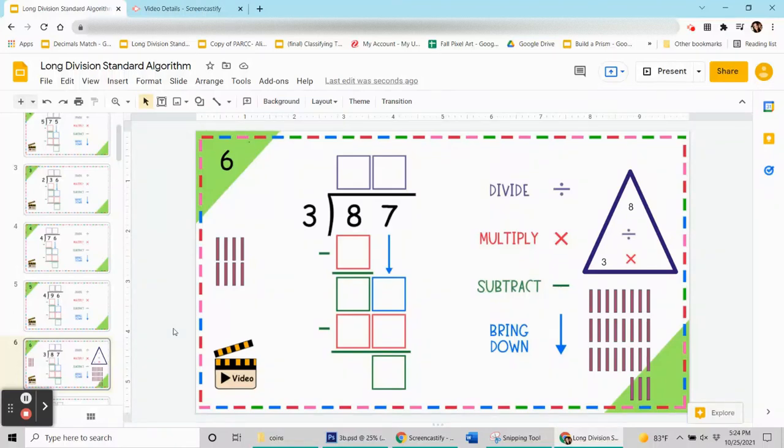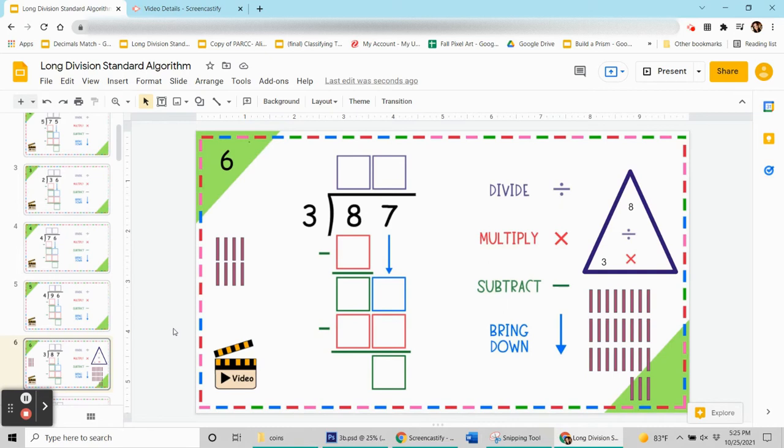Hi everybody, this is the standard algorithm for long division. We're going to try 87 divided by 3, and you can follow along with me if you have these slides, or if you're just using a whiteboard, you can still follow these steps and get a lot of practice in.